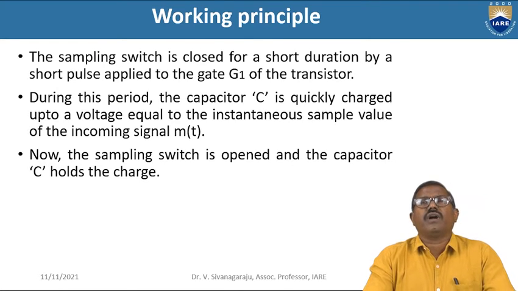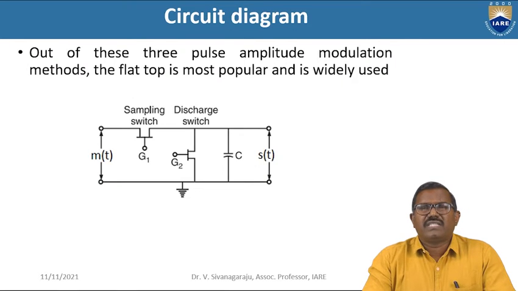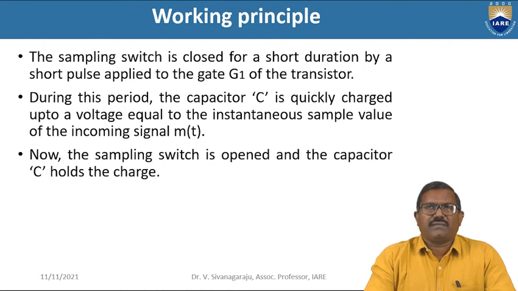Now we can see the working principle of this pulse amplitude modulation. The sampling switch is closed for a short duration by a short pulse applied to the gate G1 of the transistor. After giving a short pulse, the capacitor is going to charge, because the sampling switch is going to close. That's why M of t enters the circuit. During this period, the capacitor C is quickly charged up to a voltage equal to the instantaneous sample value of the incoming signal M of t.